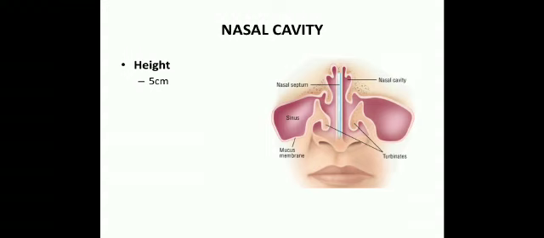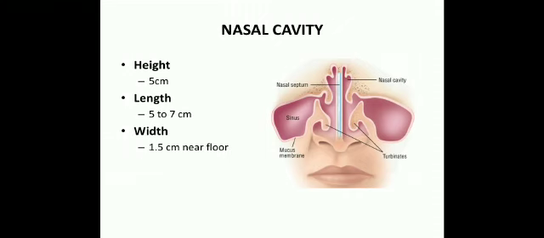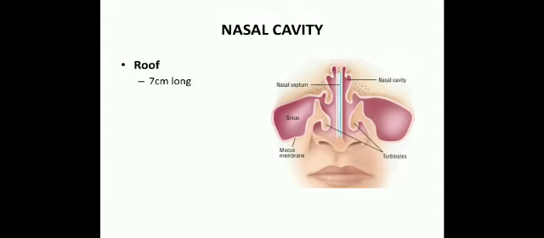The height is about 5 centimeters. The length of the cavity is 5 to 7 centimeters. The width is 1.5 centimeters near the floor and 1.2 millimeters near the roof. The roof is 7 centimeters long and 2 millimeters wide. The floor is 5 centimeters long and 1.5 centimeters wide.